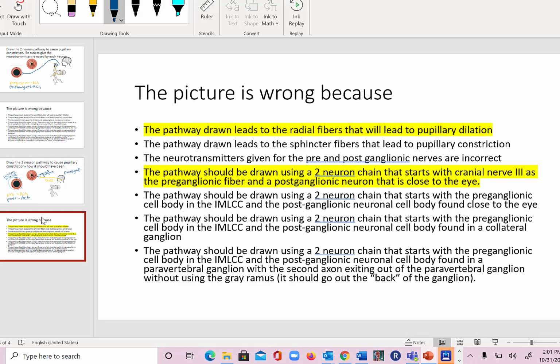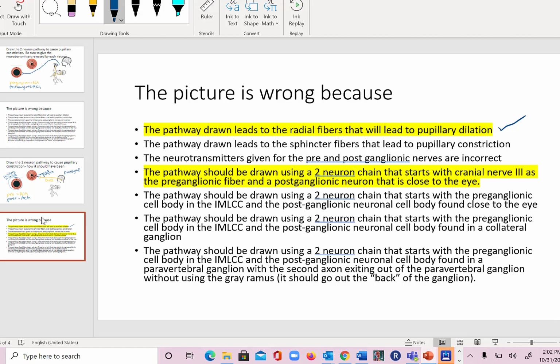So the reason why the picture is wrong is, first of all, the pathway that was originally drawn led to the radial fibers that cause pupillary dilation. And the pathway that should have been drawn should have used a two neuron chain, excuse me, that starts with cranial nerve 3 as a preganglionic fiber and a postganglionic neuron that is close to the eye. That is true. You should not have picked that the neurotransmitters given for the pre and postganglionic nerves are incorrect. They were actually correct. The pathway was incorrect, but the neurotransmitters were just fine.